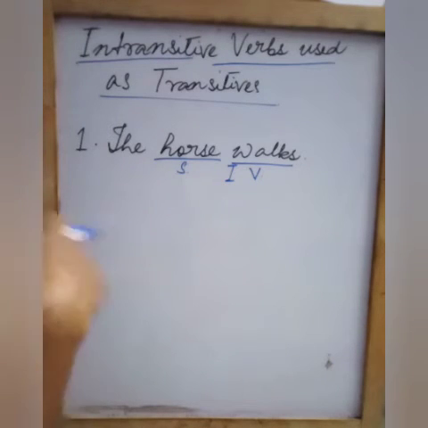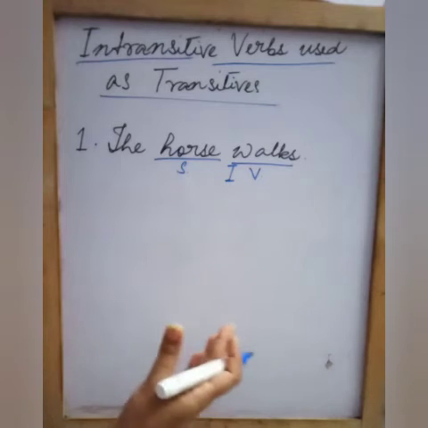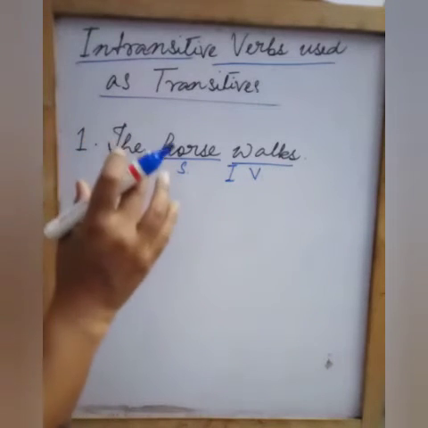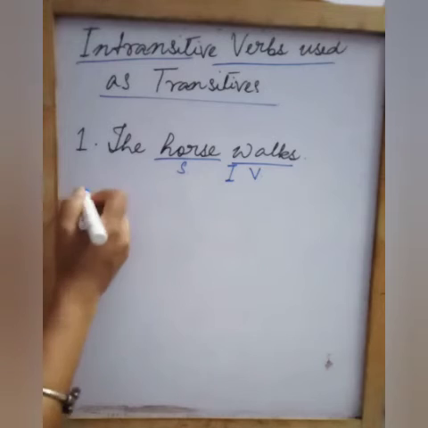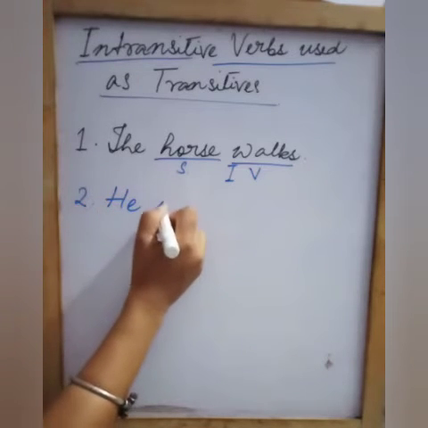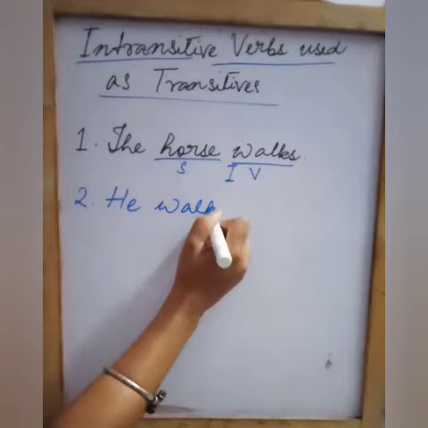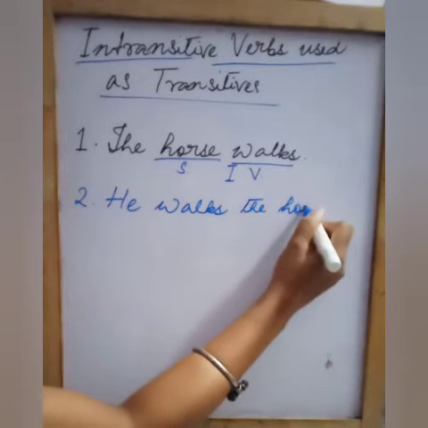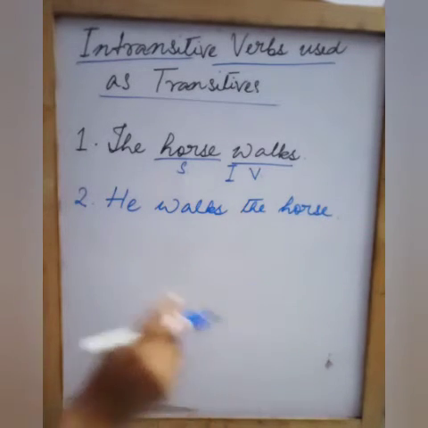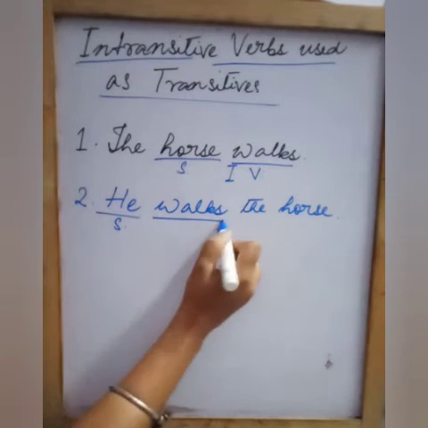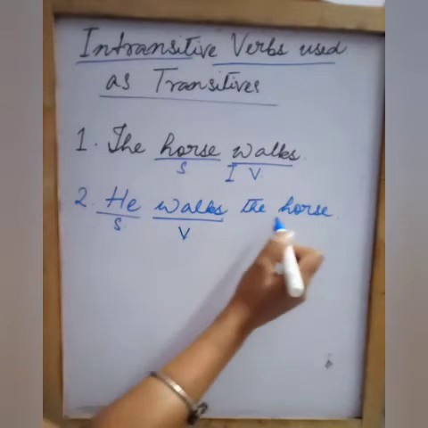I can add an object to the sentence and then this walks will become a transitive verb. Alright, let's see. Say I write, he walks the horse. So now in this sentence he becomes the subject. Walks is the verb. And the horse is the object.